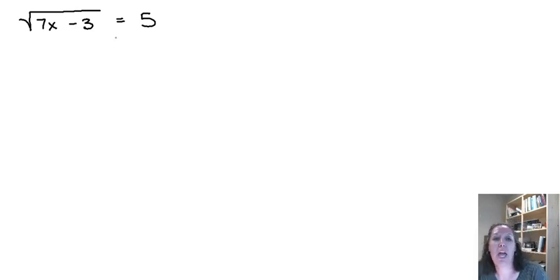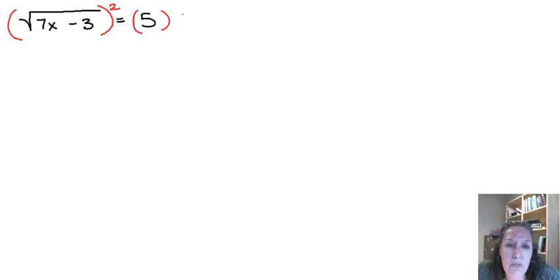The first example we have is the square root of 7x minus 3 is equal to 5. Our first step anytime we have a radical is to isolate that radical, whether it's in the form of the square root like this one is or whether it's in an exponential form. We always want to isolate it and then do the opposite. In this case, this one doesn't have an index, so this is a square root. The opposite of taking the square root is squaring. What we do to one side, we have to do to the other.